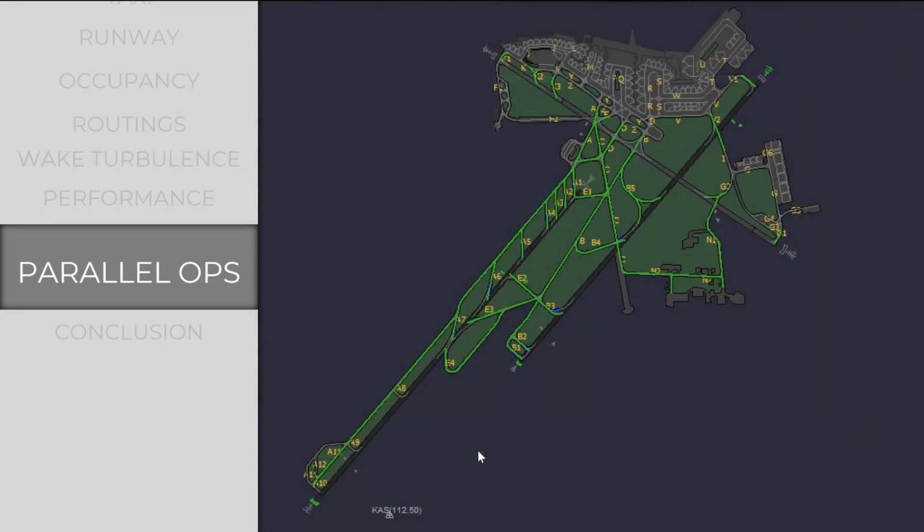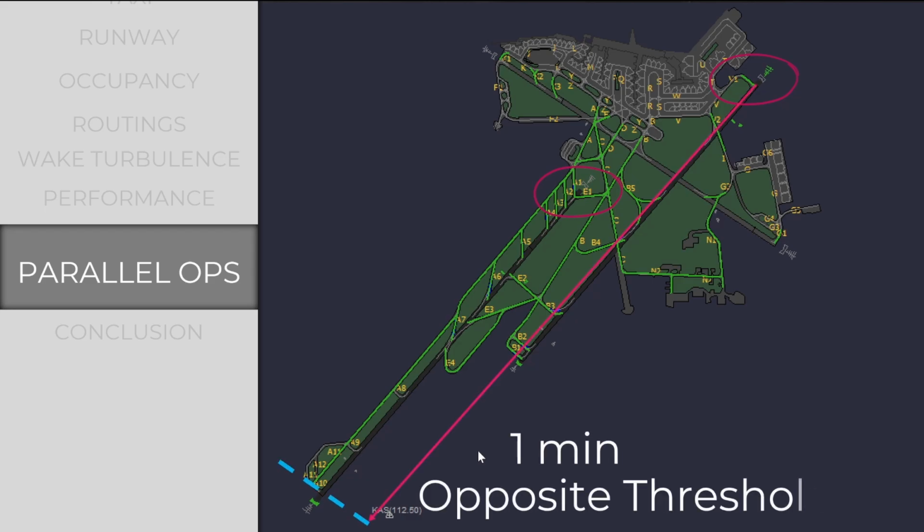You must treat a departure on runway 22 right and runway 22 left as one runway and separate as you would if they had departed from the same runway, with 1 minute between SIDs and making sure that one is passing the opposite threshold before the next one gets the clearance.